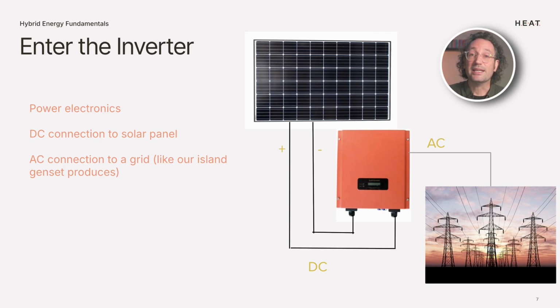This is where the inverter comes into play. The inverter is a special device that every solar power system has. It's a piece of what's called power electronics. And on one side, you've got DC cables connecting to the positive and negative terminal on your solar panel. And on the other side, you have an AC output. And it's very important to understand that this AC output connects to an existing power grid, much like the one being supplied by our island diesel genset in the previous video.